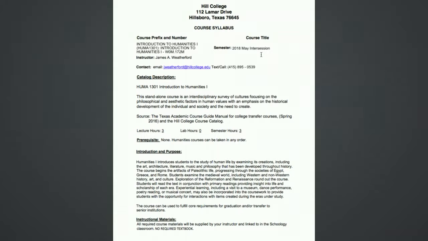We're surveying a lot of information, a lot of different cultures over a long time period, and we're focusing on the philosophical and the aesthetic value factors in human values. We're putting an emphasis on the historical development of the individual and society and the need to create. And that sums up our learning objectives for the class.